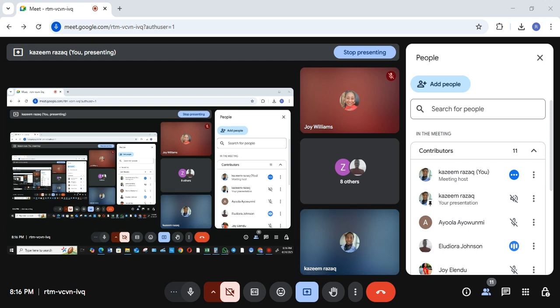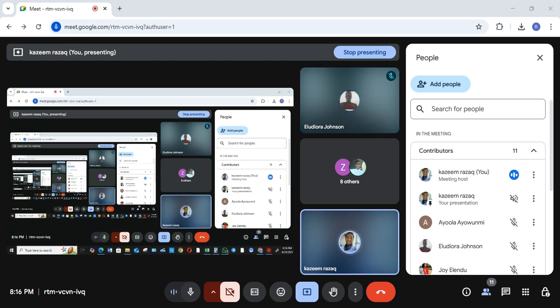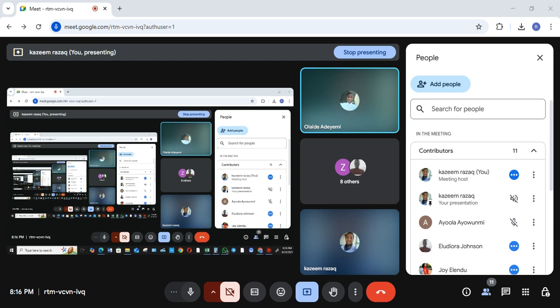Yes, sir. I just screenshot what you are doing to the group now. It's not from our own side. I can see your screen here. I think it's your network. I had the same issue a few minutes ago. I had to log out and log in again for now. Wow.